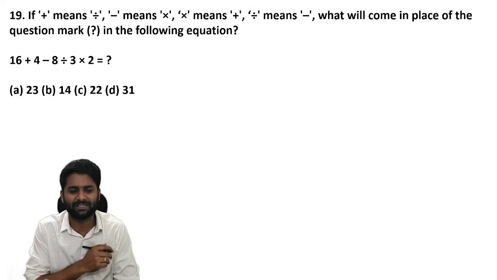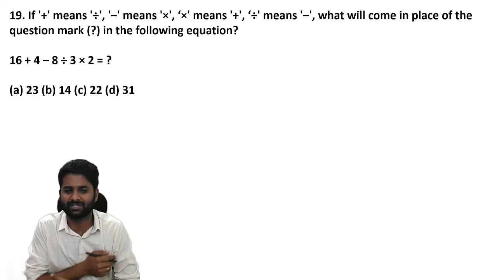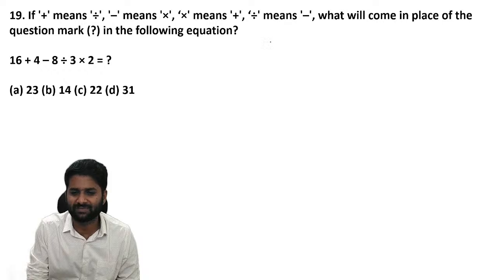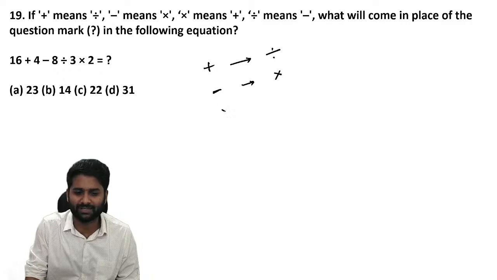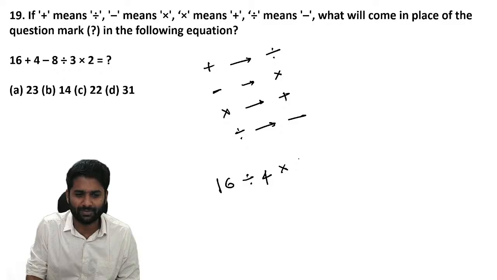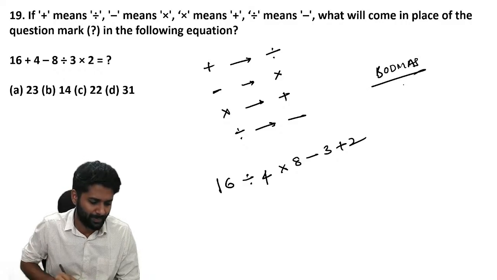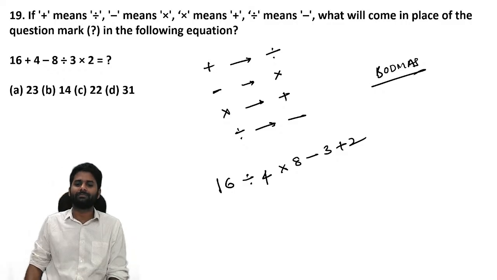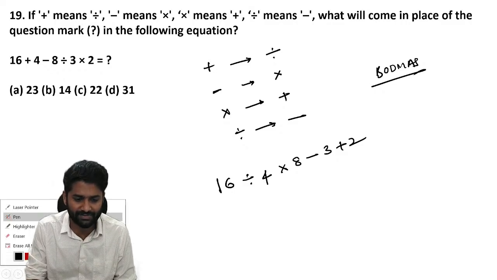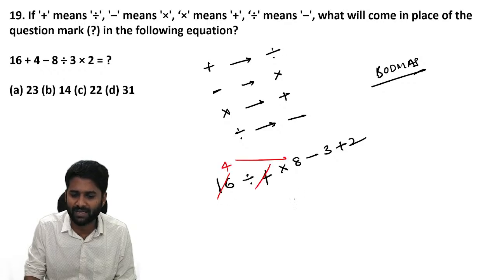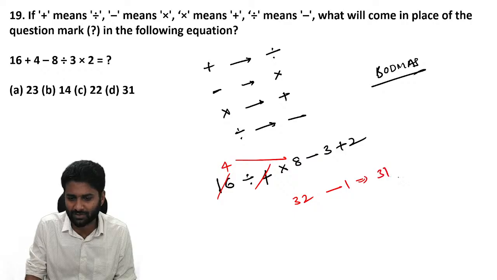Next, you have to replace the symbols. Plus means division, minus means multiplication, multiplication means plus, division means minus. Plus should replace division, minus should replace multiplication. Then 16 divided by 4, minus is multiplication, division is minus, multiplication is plus. And in any simplification, you should follow the BODMAS rule. B stands for bracket, O stands for of, D division, M multiplication, A addition, S subtraction. So this is exactly 4 times 8, 32, minus 1 is equal to 31.